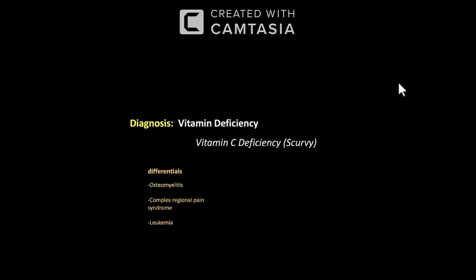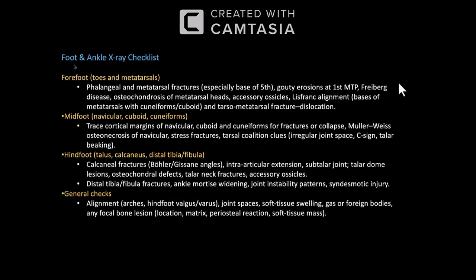All right. So we'll move to the next candidate. The checklist for foot and ankle X-rays: look at the forefoot, midfoot, and hindfoot. You have to look at the arches, alignment, joint space, and soft tissue swelling. Look for any air foci and foreign bodies.